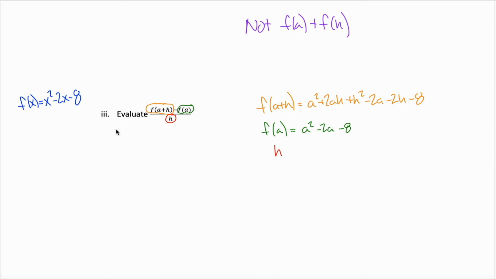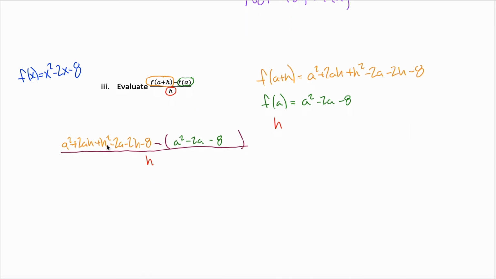I can take these three parts and put those into this fraction. There's my f of a plus h. There's my f of a. Be careful with your parentheses. Make sure you subtract that entire f of a, hence these parentheses in brown, and then divided by h. If you could get this far, that's awesome. That's full credit.